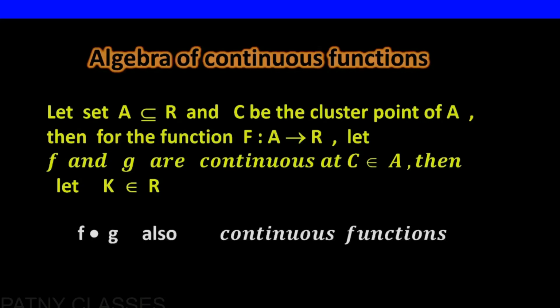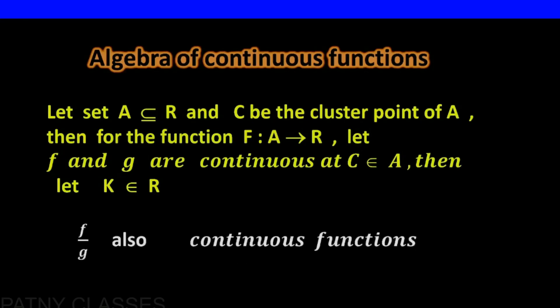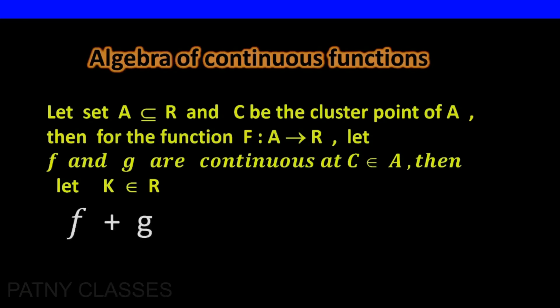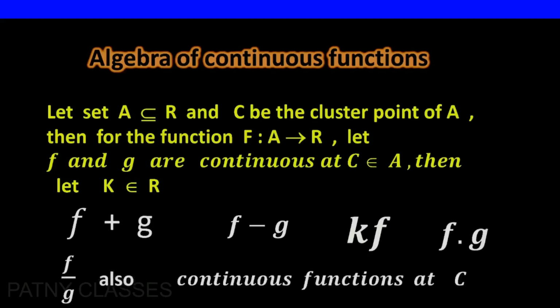The product of functions f and g is also a continuous function. The division of f and g is also a continuous function. That means f divided by g is a continuous function if f and g are continuous. From the above, it is clear that f plus g, f minus g, k into f, f into g and f upon g, all these functions are continuous functions at C. C is a cluster point of the given set A.